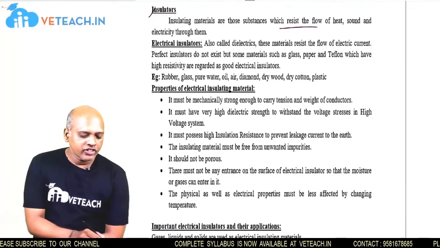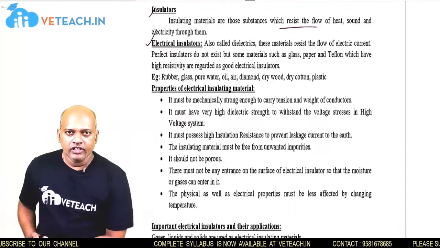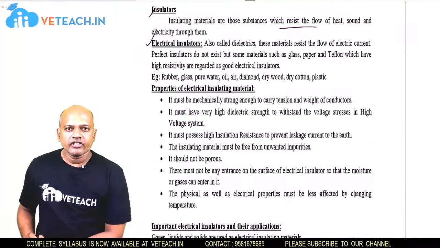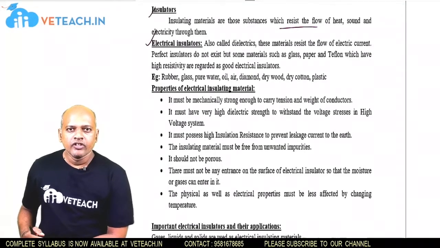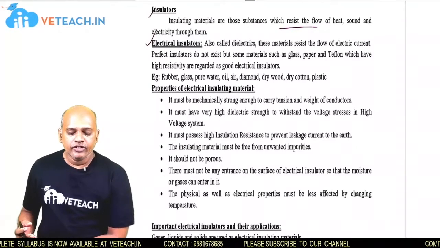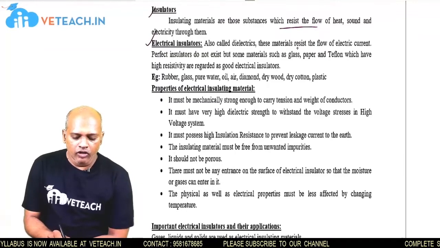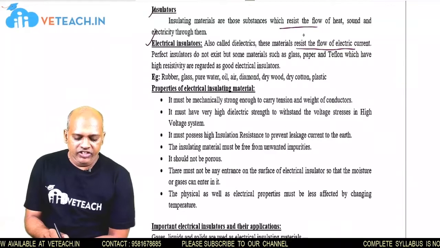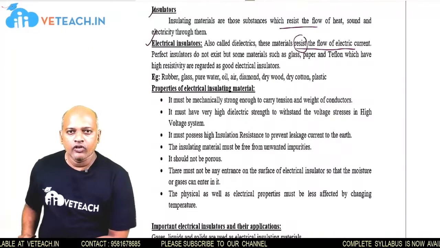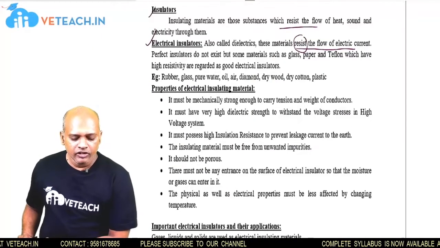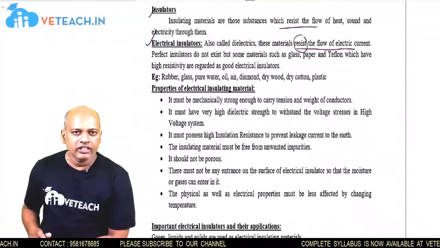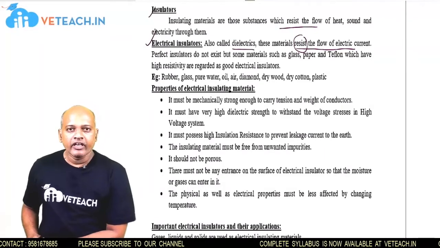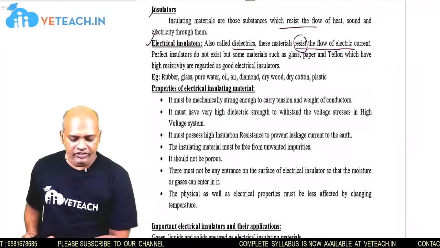We have an interest in electrical insulators. So what are electrical insulators? Electrical insulators are the materials or substances which do not allow electricity to pass through them, or the flow of the electric current through them. So these resist, that means they cannot allow the passage of electricity through them. These substances are called electrical insulators, and are also called dielectric materials or dielectrics.